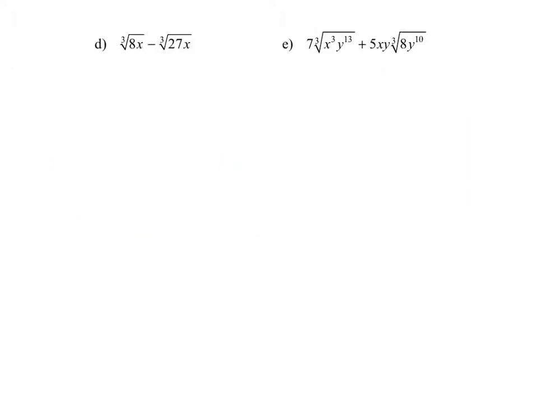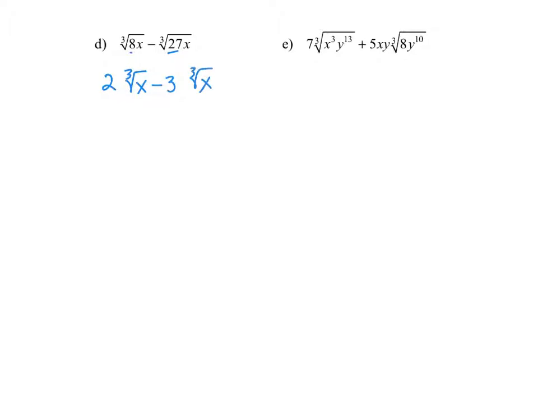Let's simplify D, the cubed root of 8x minus the cubed root of 27x. We can't simplify these unless we have the same radical, same index, same radicand. But each one of those can be simplified. The cubed root of 8 is 2, so we can take out that perfect cube in front and leave the cubed root of x underneath the radical. 27 is a perfect cube as well. 3 to the third is 27, so we can write this as minus 3 times the cubed root of x.